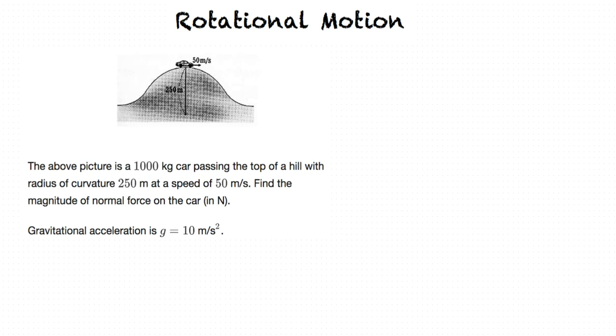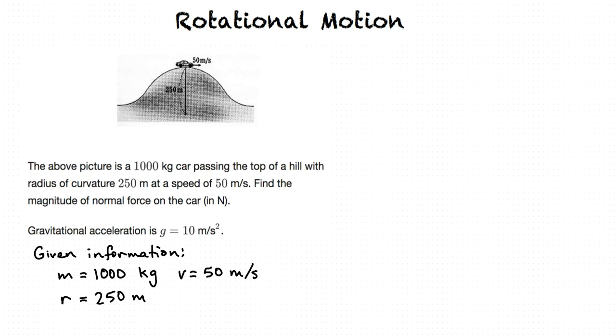Let's first be sure that we have all the given information written down. We have mass, m, equals 1,000 kilograms. We have radius, r, equals 250 meters. We have velocity, v, equals 50 meters per second. And we already have acceleration due to gravity, g, equals 10 meters per second squared. Normally, it is about 9.81 meters per second squared, but to simplify things, we can round it to 10 meters per second squared in this case.